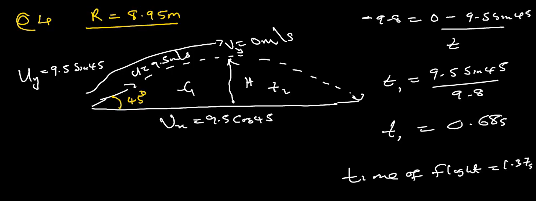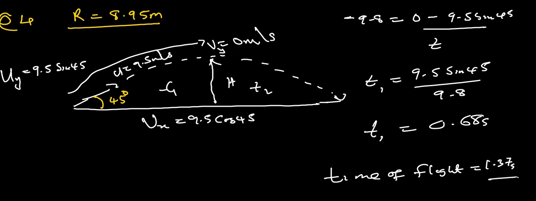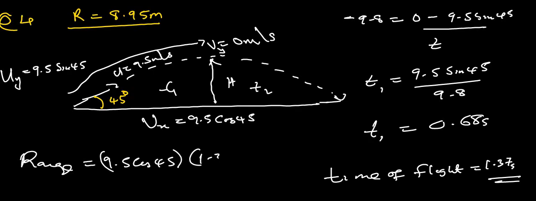So if this is our time of flight, we can now get the range. The range is going to be equal to the velocity here, which is 9.5 cos 45, multiplied by the time we've gotten. What do you get?